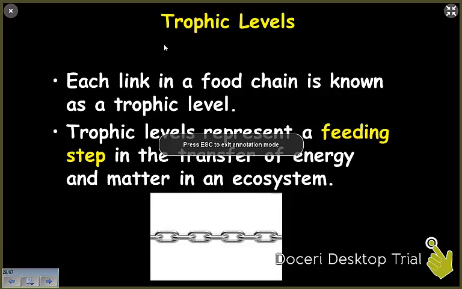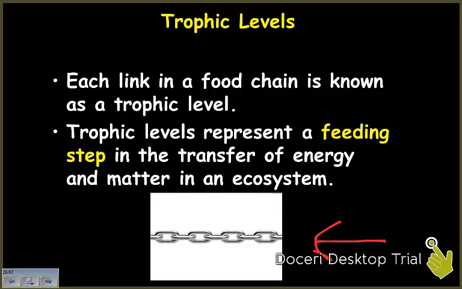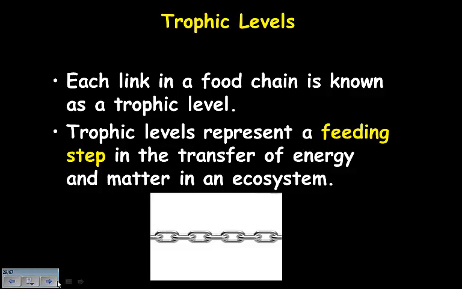When we look at each link in a food chain, so here's a chain, just to give you a little visual here, each link, this link, this link, this link, is going to be a feeding level. So the trophic level represents the step in the transfer of energy. We're going to look at how much energy is actually transferred. That's really why we look at all of this, to see the interaction and the amount of energy that is transferred in this whole process.